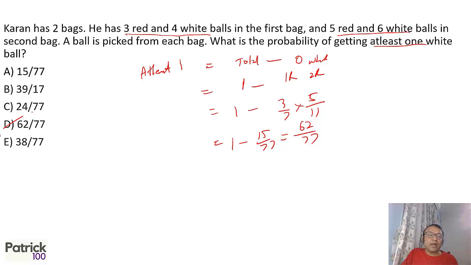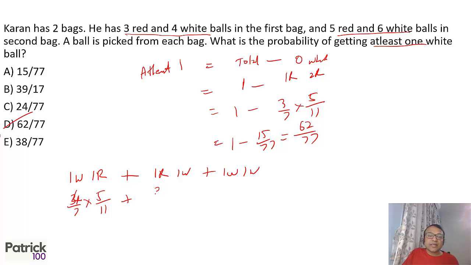You can also do it by counting at least one white ball. So one white, one red: first ball is white, second ball is red. Or, 'or' is addition, first ball is red, second ball is white. Or both balls are white, because they said at least one white ball. So it becomes 3 upon 7 into 5 upon 11 plus, first is white, so 4 upon 7 into 5 upon 11.